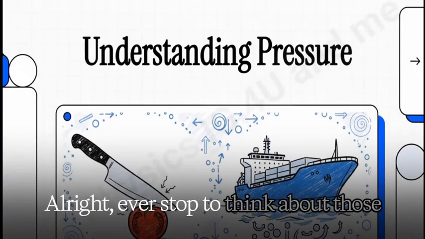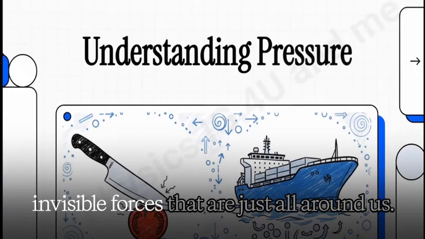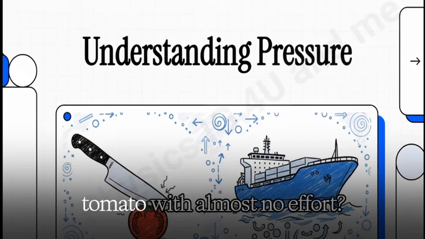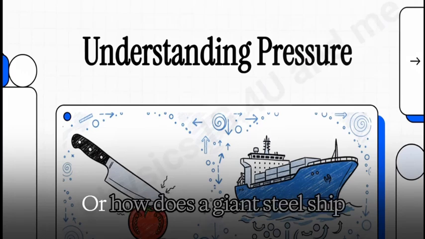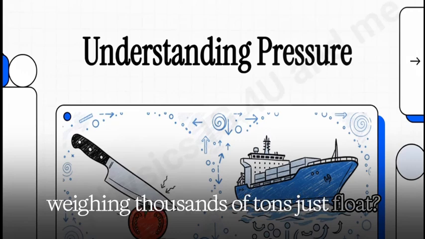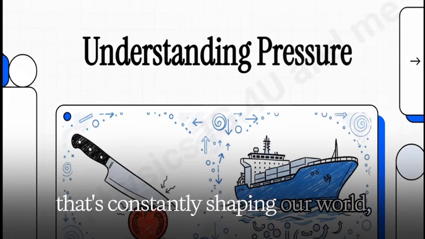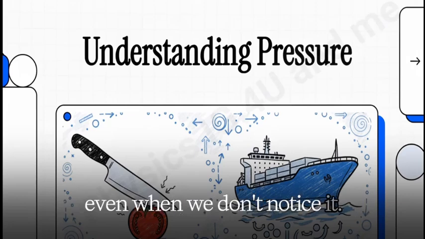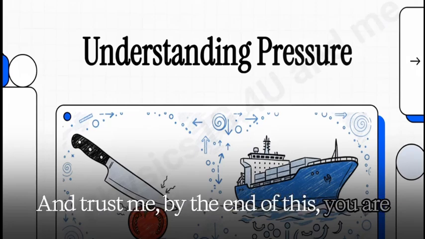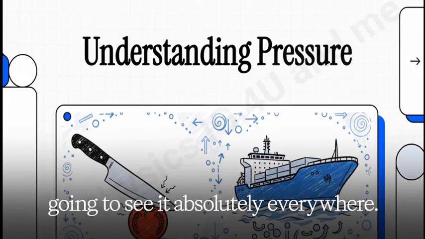All right, ever stop to think about those invisible forces that are just all around us? I mean, how can you slice a tomato with almost no effort? Or how does a giant steel ship weighing thousands of tons just float? It's all thanks to this one thing that's constantly shaping our world, even when we don't notice it. And trust me, by the end of this, you are going to see it absolutely everywhere.